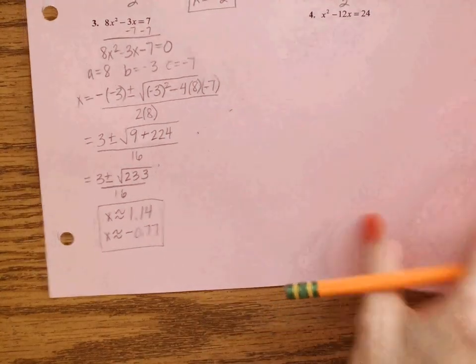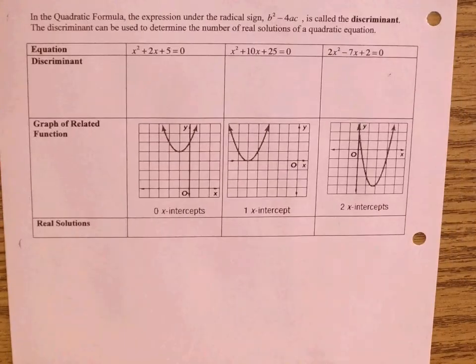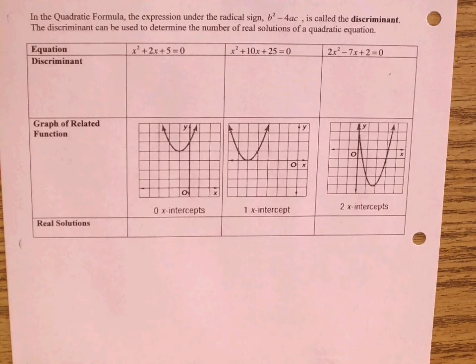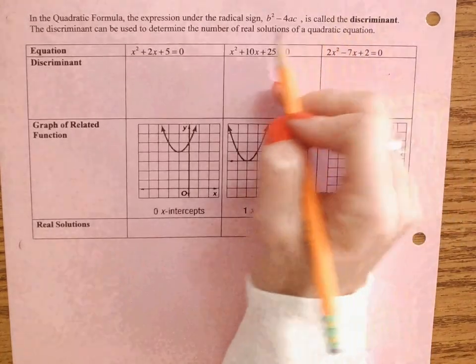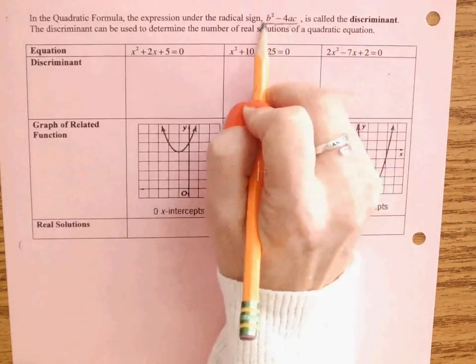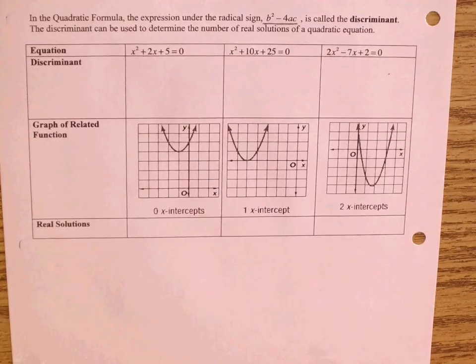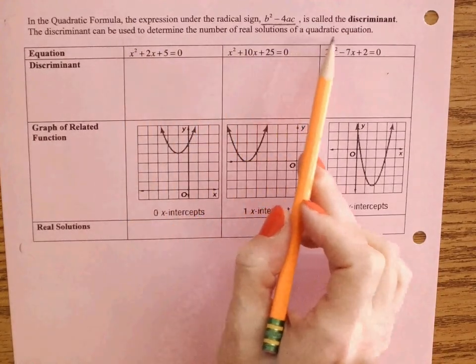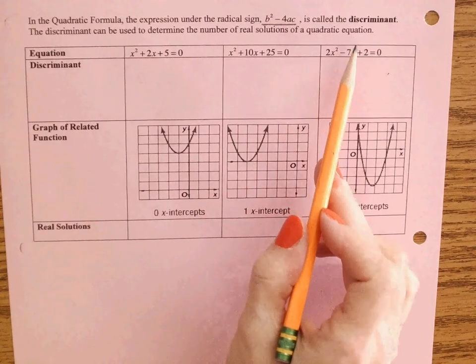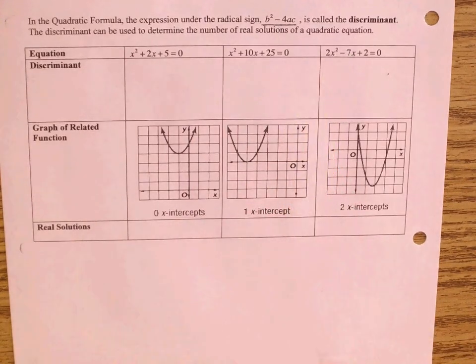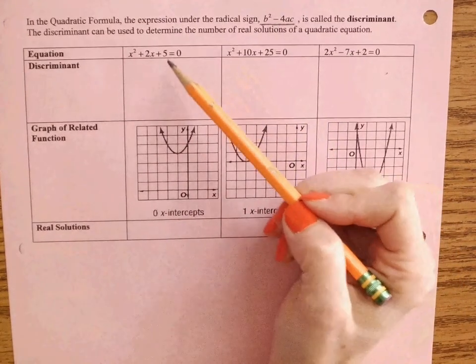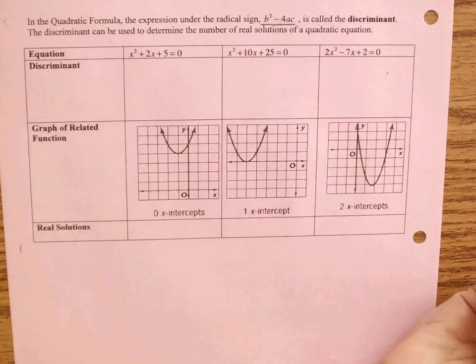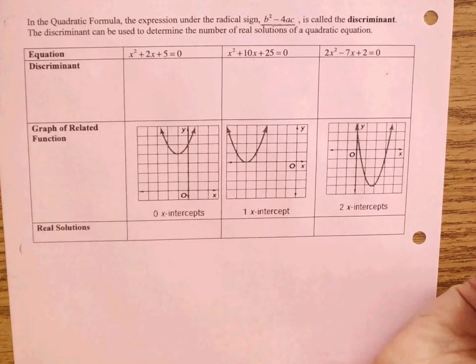Let's flip it over, though, because on the back, we're going to talk about something called the discriminant. Okay? The discriminant is the expression underneath the radical sign, okay? That b squared minus 4ac, okay? This discriminant is used to determine the number of real solutions of a quadratic equation, okay?